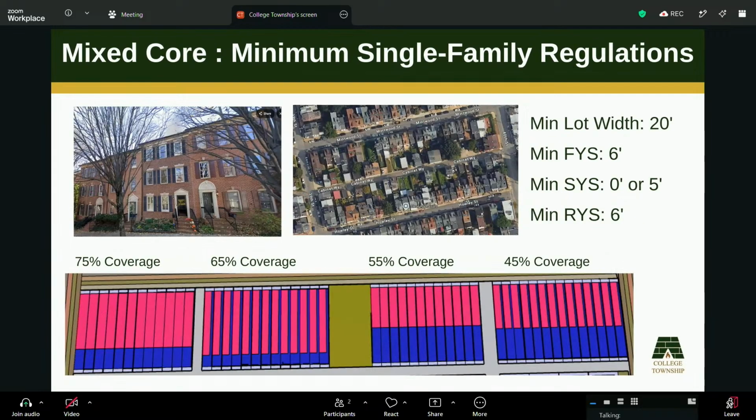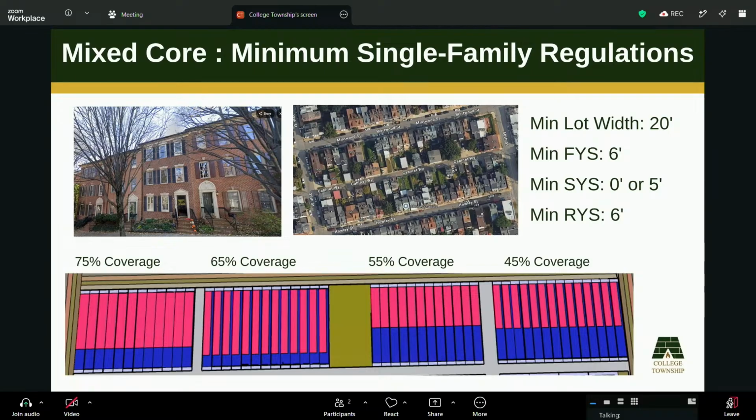So we will get into mixed core minimums for single-family regulations in the mixed core. We will go over lot widths, setbacks, and coverage of each of these different areas. The first one is the minimum for single-family regulations. The minimum lot width recommended by PC is 20 feet. Staff had originally recommended 16 feet, which came from DPZ's recommendation as well. So you'll see that difference on there.